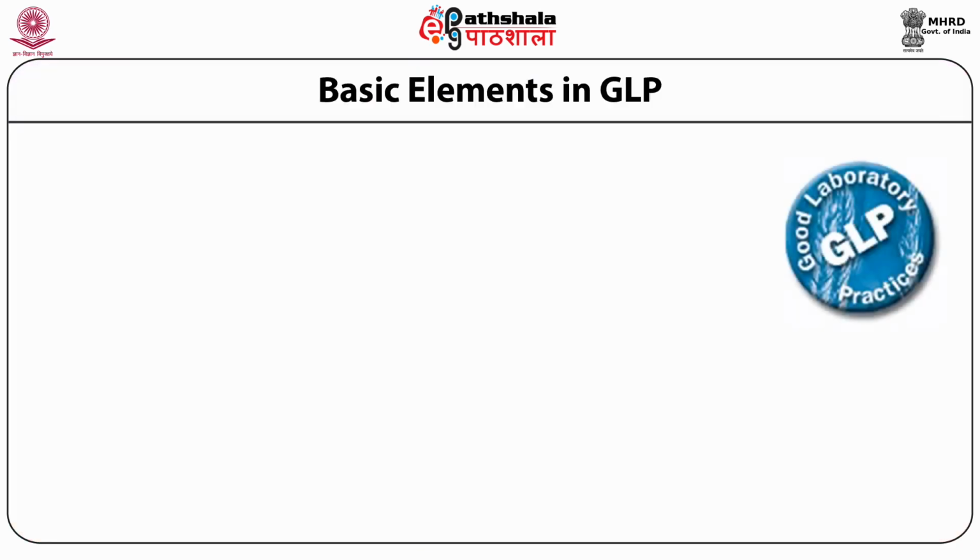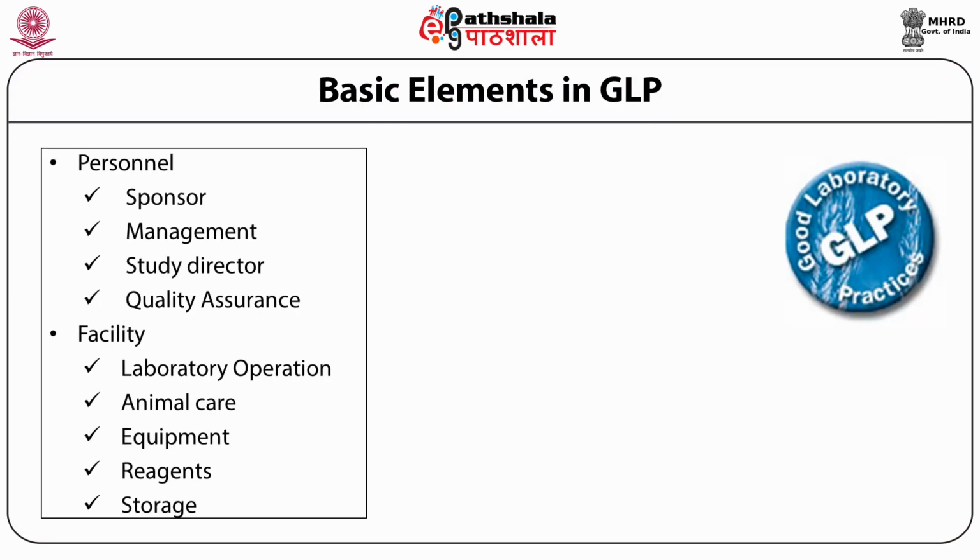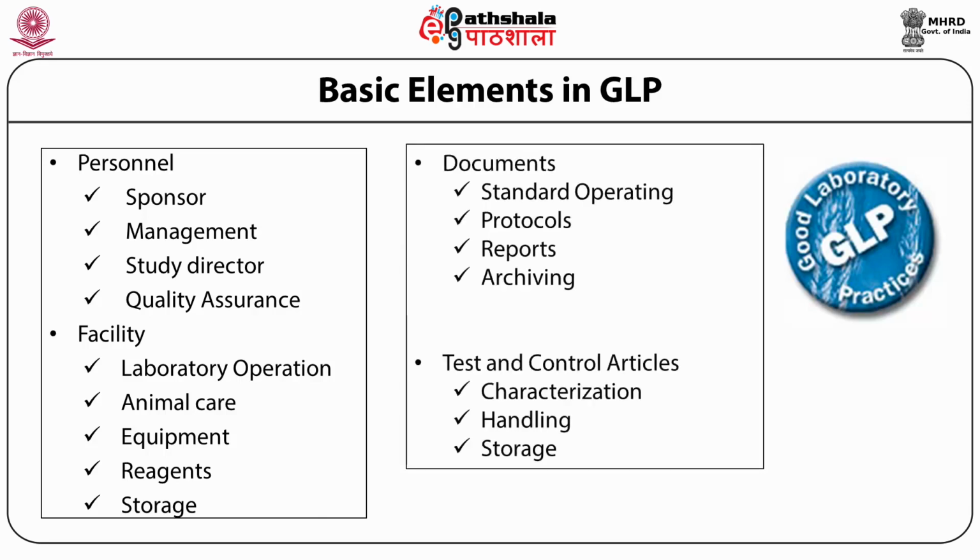Now, what are the basic elements of GLP? GLP consists of personnel, who would be sponsors of the research programs, management involved in the GLP regulations, the study director, and quality assurance. The other element is facility. The facility includes laboratory operation, animal care unit, equipment, reagents, and storage area. The third one is documents. The documents could be standard operating protocols, reports, or archiving of all the details of the documents. The last one is test and control articles. It includes characterization of the test, handling, and storage of the lab materials.